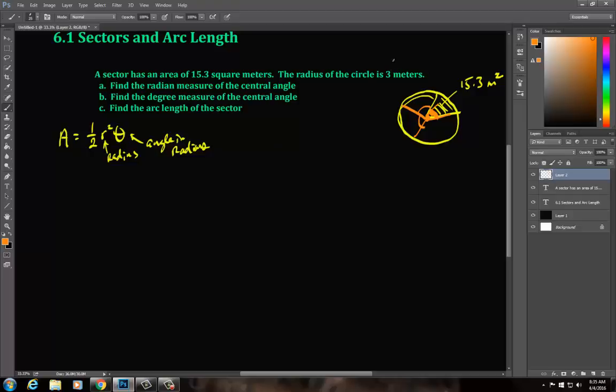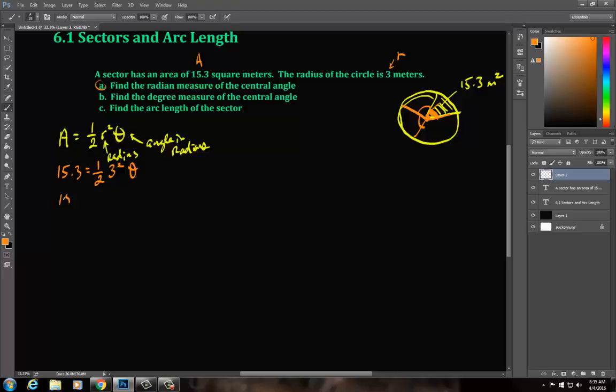We know this is our radius, r, and this is A right here. That's the square meters. So if we substitute what we know and what we don't know into this, it's going to be 15.3. Now, for the sake of clutter, I'm going to leave the square meters off and just call that 15.3. And that's 1/2 r squared. Well, that's going to be 3 to the second power times this angle theta that we're trying to find. So in this case, our variable for part A is going to be this theta right here.